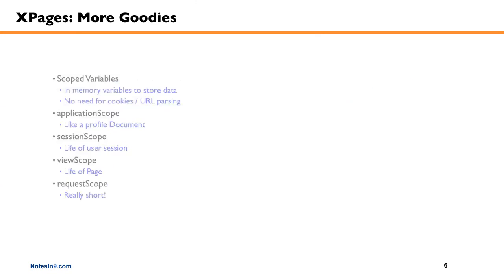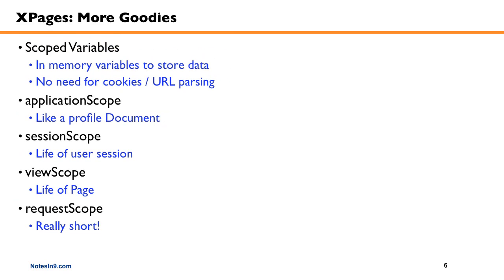Okay, so other goodies we get is this concept of scoped variables. Now these scoped variables are these memory sections that we can use to store data, and we can use this in replacement in some instances of URL parsing and cookies. So what we can do is we can basically create a variable that spans multiple pages. So it might be available to every page of our application.